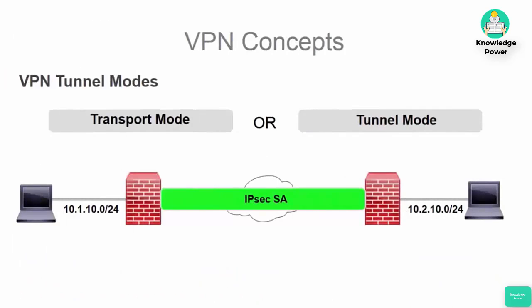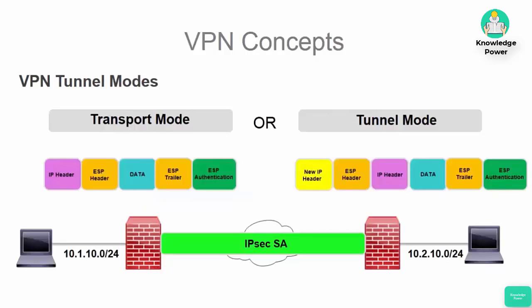VPN tunnels can be set to use two different modes, transport mode and tunnel mode. Let's compare the two. In transport mode, only the payload of the IP packet is usually encrypted or authenticated, and it requires less resource overhead. Tunnel mode is the default mode for Cisco devices. In tunnel mode, the entire IP packet is encrypted and authenticated. It is then encapsulated into a new IP packet with a new IP header.